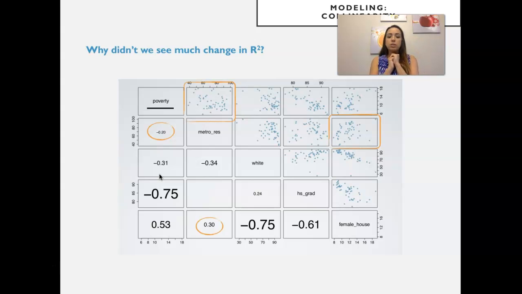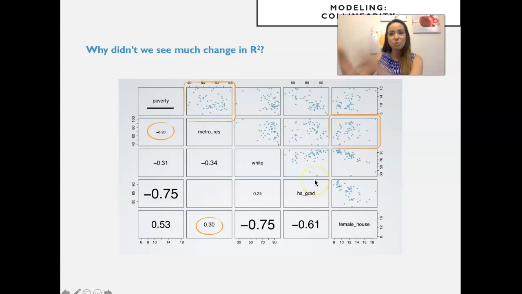Now, what happened when we put white into a model where the female household variable was already there? It didn't add any contribution to the model, after controlling for the other variable that was already in there, right? It didn't explain poverty over and above what the female household variable explained, right?